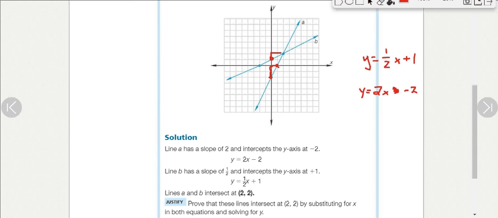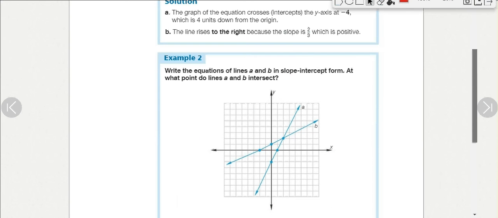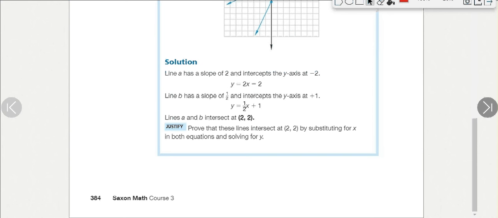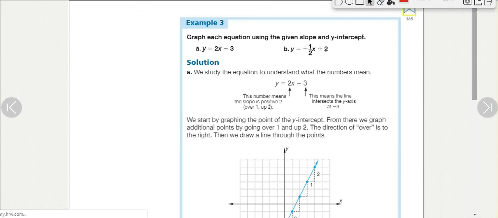Where does it intersect? At 2, 2, right? That's where it intersects, right there. I don't know if it asked that. Yeah, I guess it did. Where do A and B intersect? It's where they cross each other.